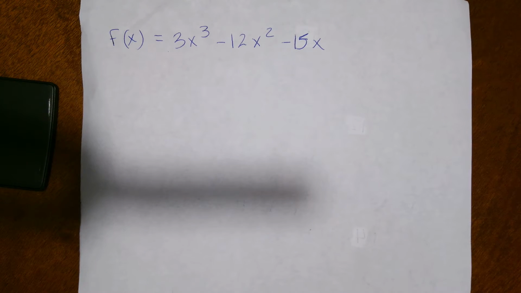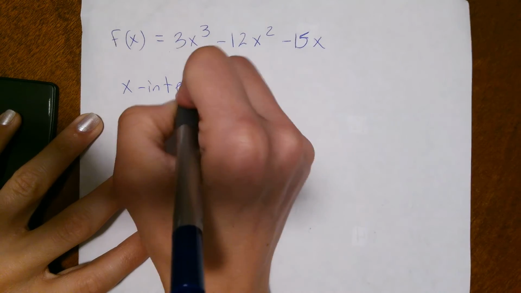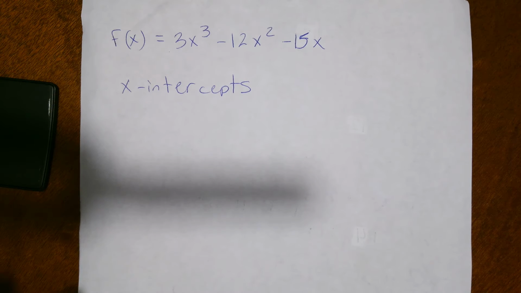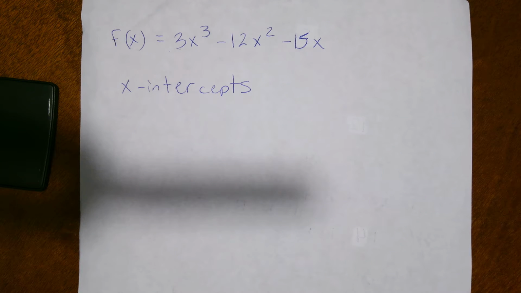So we're given f of x equals 3x cubed minus 12x squared minus 15x, and we're asked to find all the x-intercepts of it. So we have three methods to find the x-intercepts of, hopefully we recognize this as a polynomial.